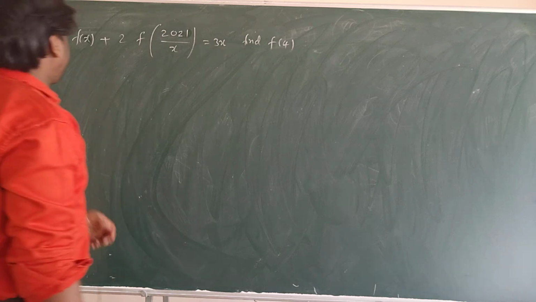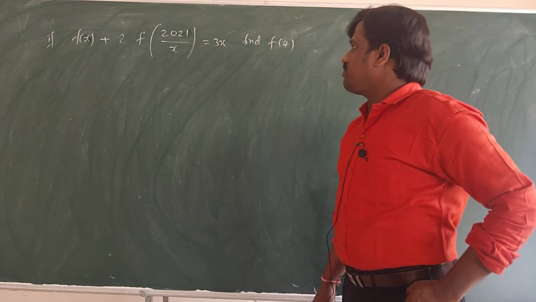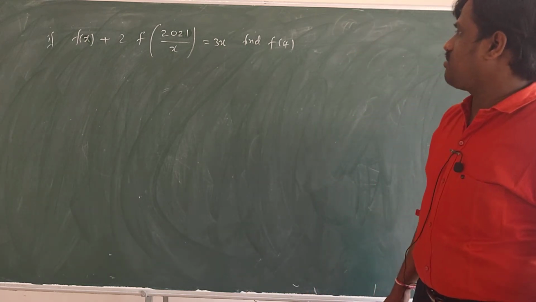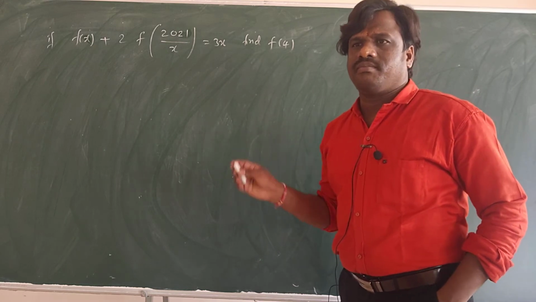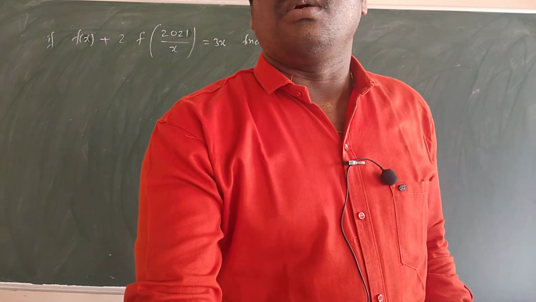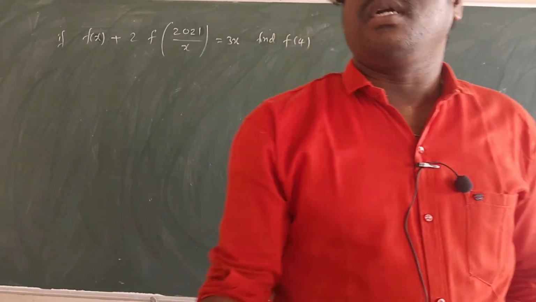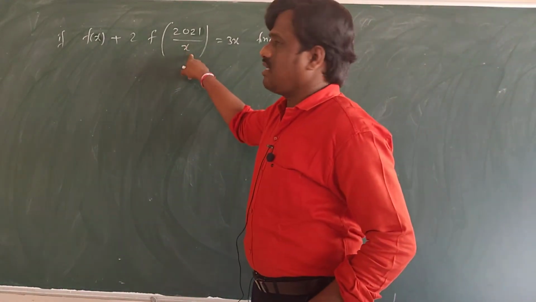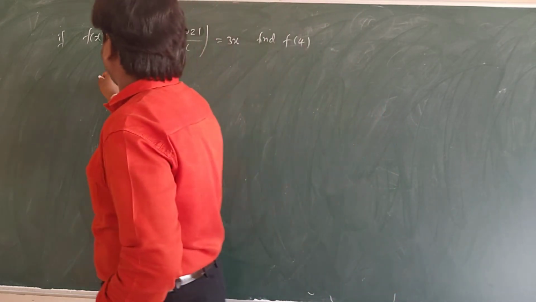Functional equation: f of x plus 2 times f of 2021 by x is equal to 3x. Find f of 4. For all these problems we need to use only one method, that is replacement. I explained it in the previous lecture. Replacement means that if you have f of x, the argument should be replaced. So x should be replaced with what?